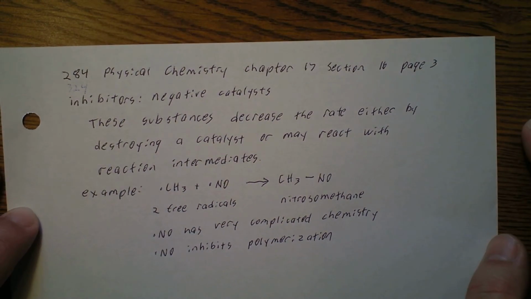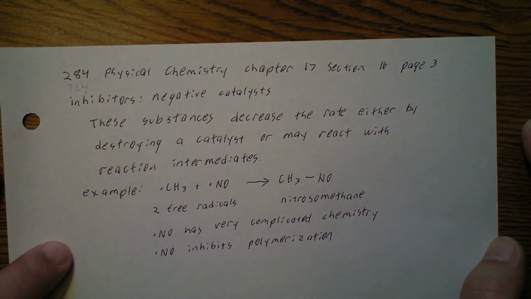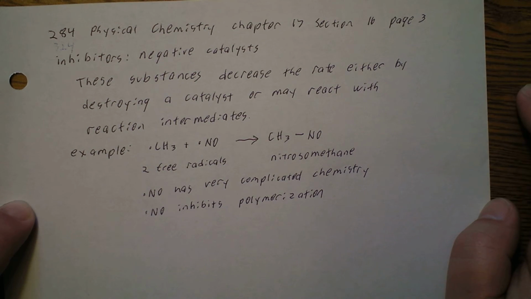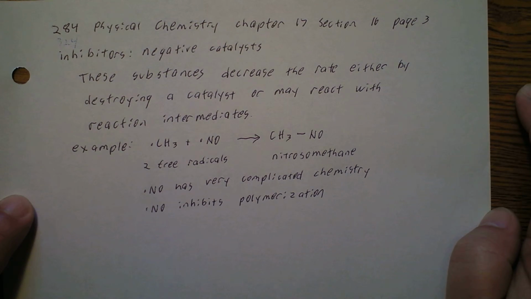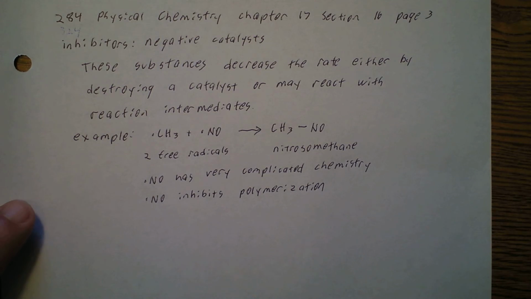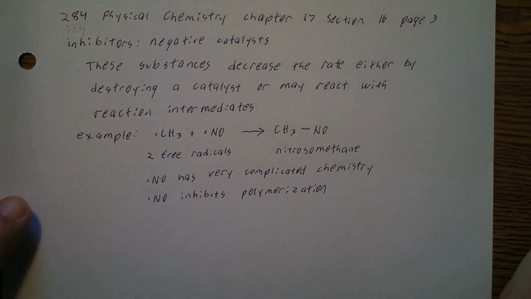Now inhibitors are negative catalysts. These substances decrease the rate either by destroying a catalyst, or they may react with one of the reaction intermediates. For example, let's say we have a CH3 radical plus an NO radical going to CH3NO. So we have two different free radicals mixing together to make nitrosomethane. NO is a radical that has complicated chemistry, even though it looks simple, and it'll inhibit polymerization.